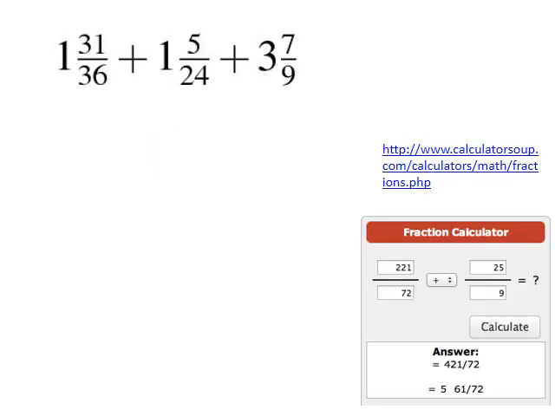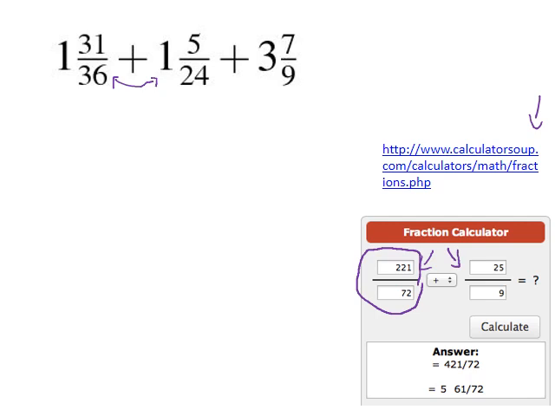Let's try another one. Okay, so we have some fairly big numbers on this. If this is really confusing to you, you can always check your work on something like an online calculator. You can punch in whatever numbers you want, and then it'll give you the exact answer that you're looking for. So in this case, you can see what I did here. I combined these two and put them into my fraction calculator. I left my 25 over 9 just as is.